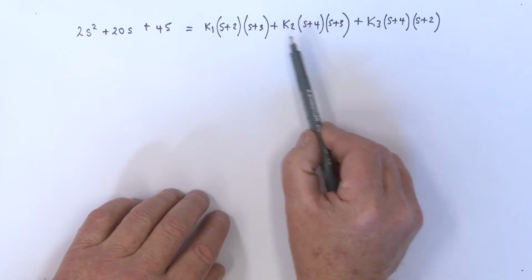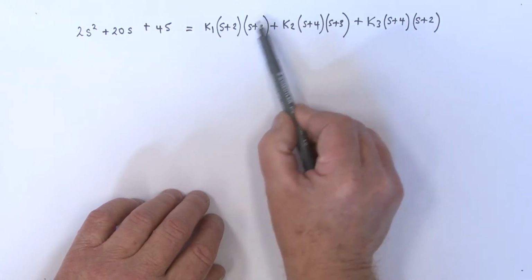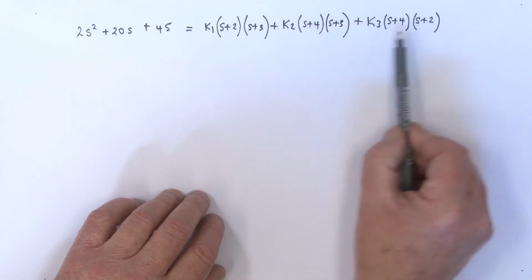Now we want to evaluate K2. So how do we do this? Well, once again, we've got to zero this and we've got to zero this. What is common to both of these?